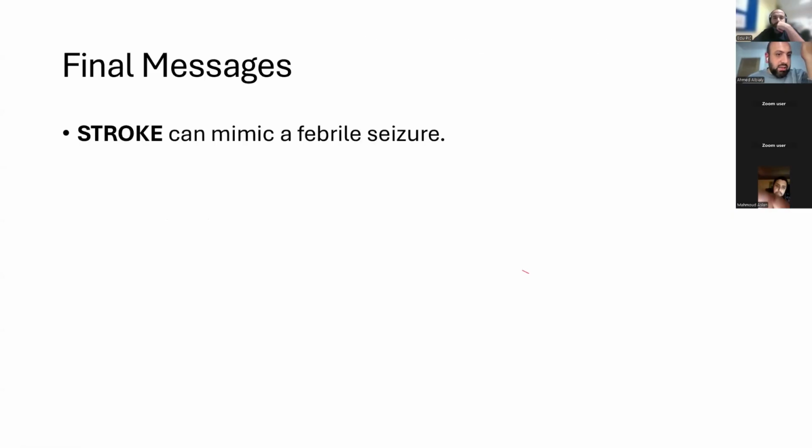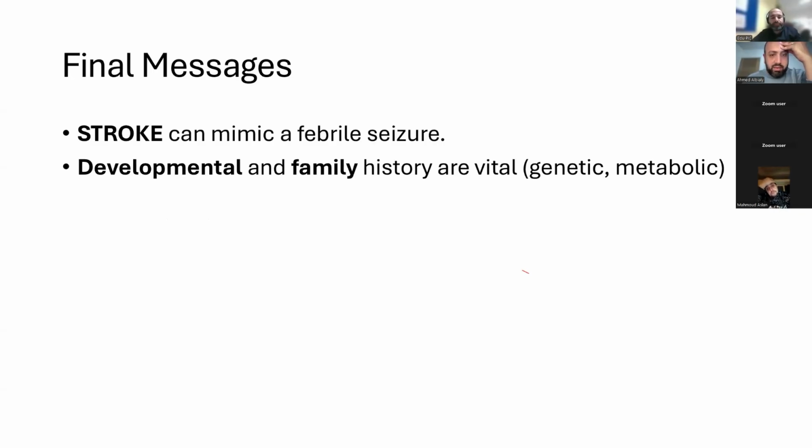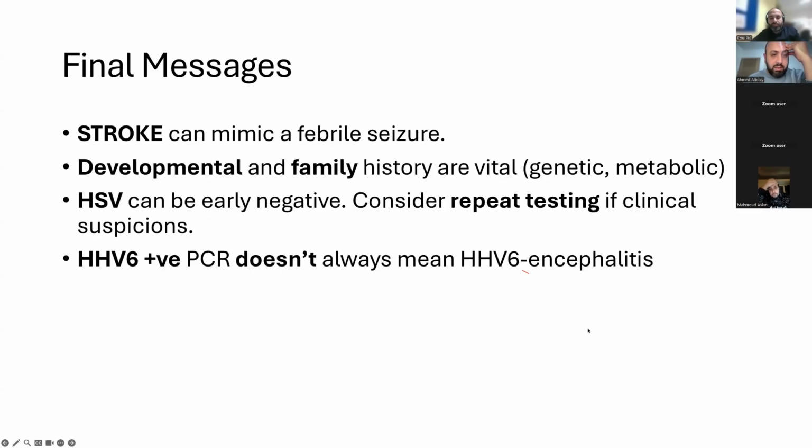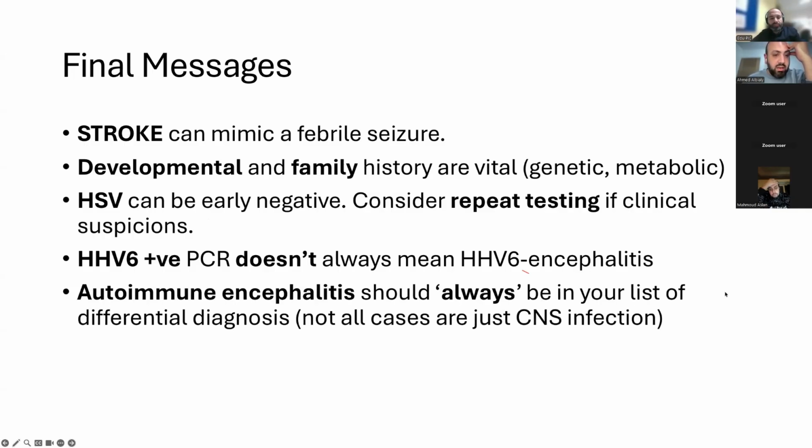And some final messages: stroke can mimic a febrile seizure, as we presented in the first case. Development and family history are vital, so always make sure to rule out genetic and metabolic causes, at least at the back of your mind, and have some raised suspicions based on the initial lab investigations. HSV can be falsely negative early on. Always consider repeating the testing if there is clinical suspicion. As I mentioned about HHV6, a positive PCR does not always mean that this is HHV6 encephalitis.